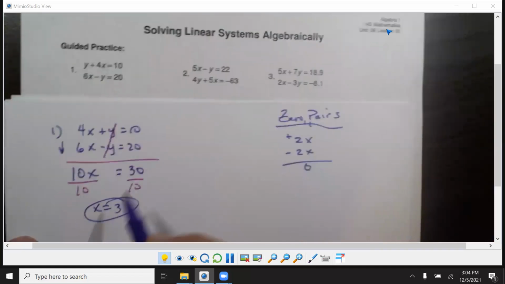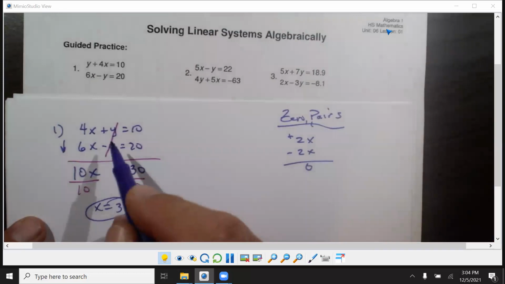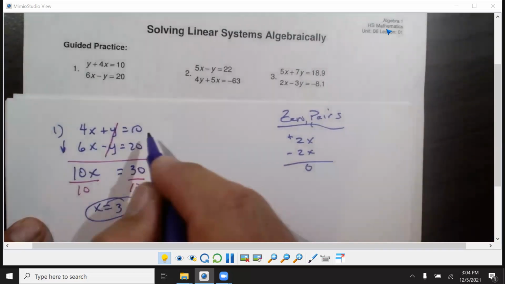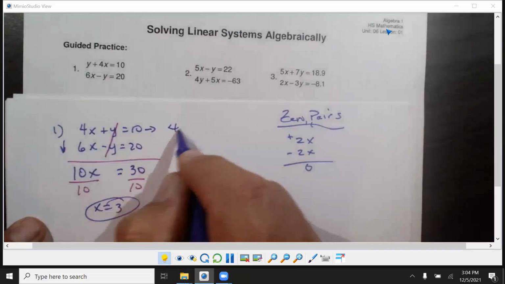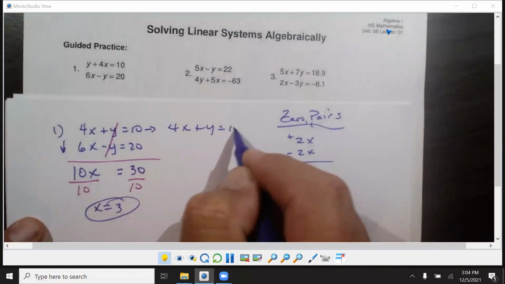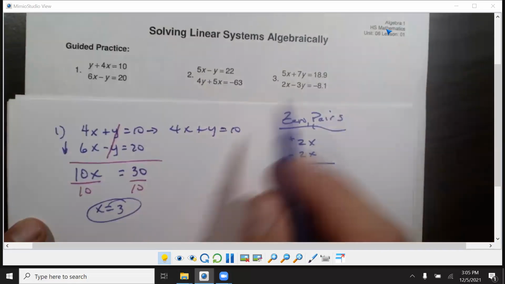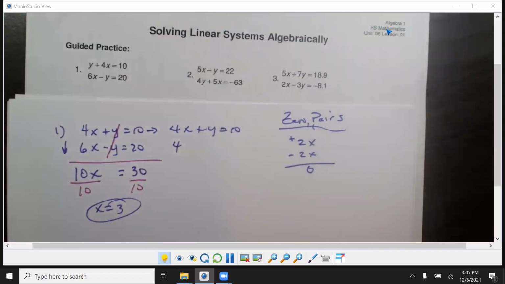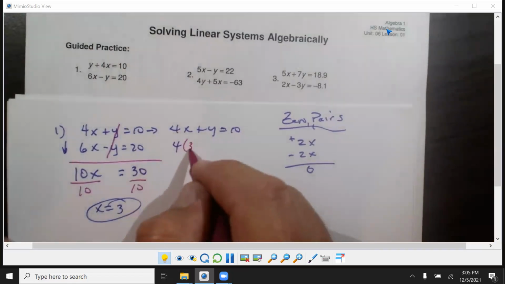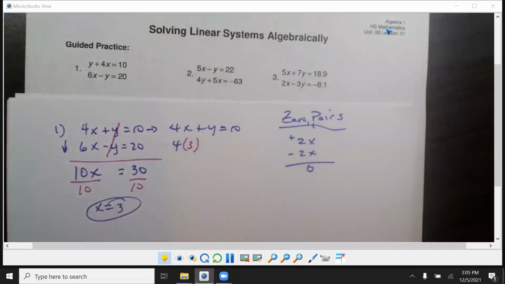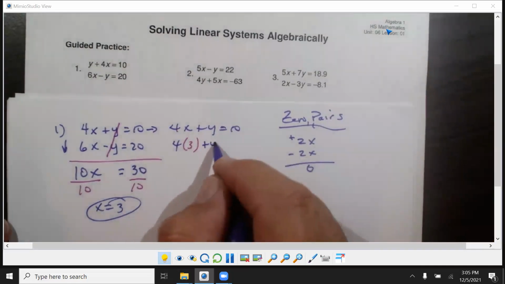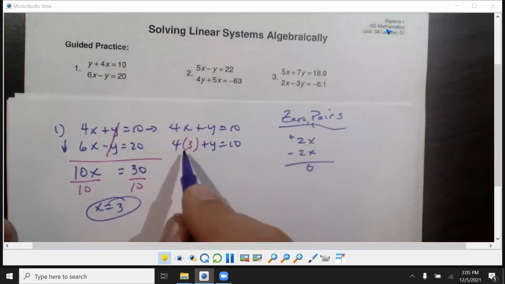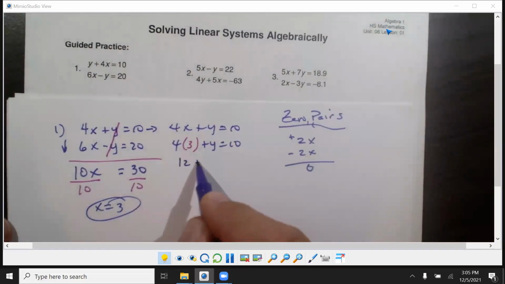All right, so now what I'm going to do is I'm going to take this 3 and I'm going to plug it into one of these equations. And I'm going to pick this one. It doesn't matter which one I pick. I'm just going to pick that one. So where there's x, I'm going to put the 3. So 4 times 3 is 12 plus y equals 10.